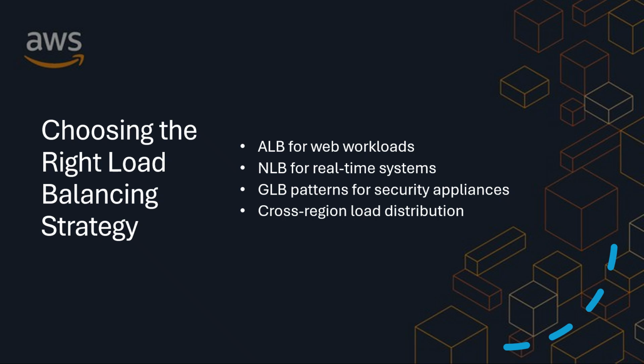Selecting the right load balancing strategy is key to a high-performing architecture. Use ALB for HTTP and HTTPS microservices and serverless backends. Use NLB when you need extreme performance, static IPs, or TCP and UDP support. Use Gateway Load Balancer for large-scale firewall deployments. For global users, you may combine load balancers with Route 53 latency routing or Global Accelerator to achieve global high performance and availability.